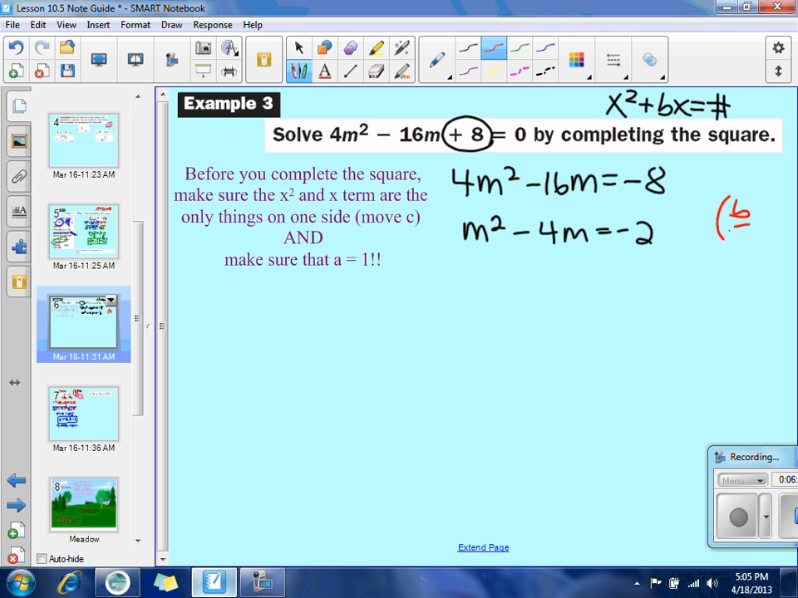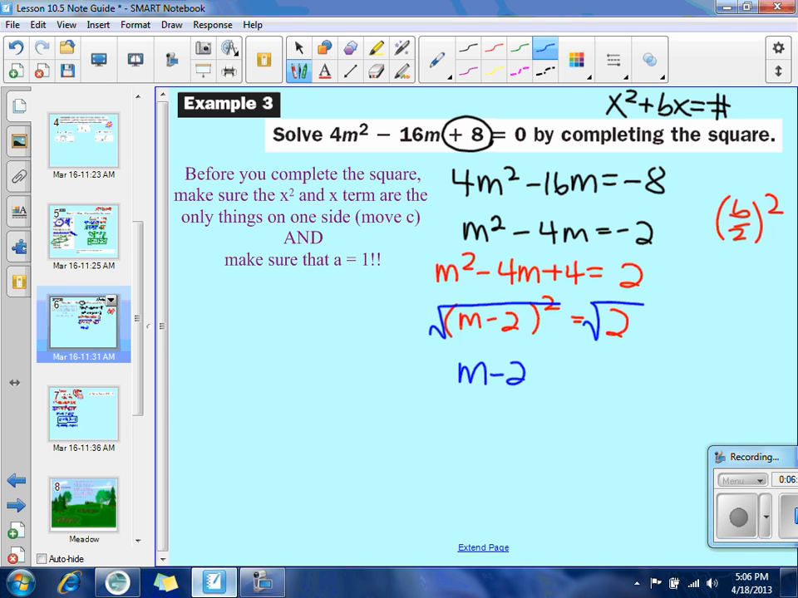What number do I need to add to make this a perfect square trinomial? Half of negative 4 is negative 2. Squared is 4. So m squared minus 4m plus 4. I've got to add 4 to this side as well. Now this is the perfect square trinomial of m minus 2, because that's going to give me negative 4m in the middle and positive 4 when I square it. If that equals 2, I can undo that perfect square by square rooting it. And now m minus 2 equals positive or negative 1.4.